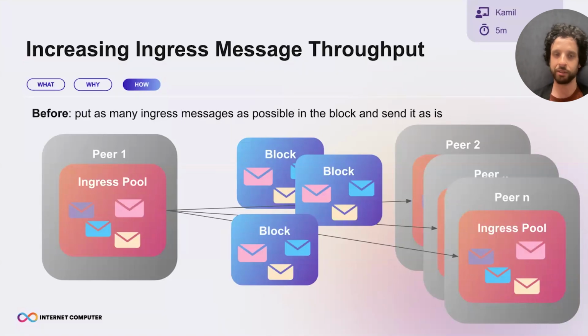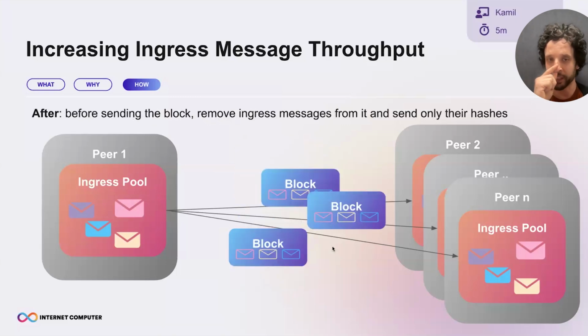Later on, when some peer became a block maker, he would put as many ingress messages into the block as possible, serialize the block, and send it to everyone else on the subnet as is, even though the peers might have already had all the ingress messages in their pools. And on the next slide, you'll see what we changed.